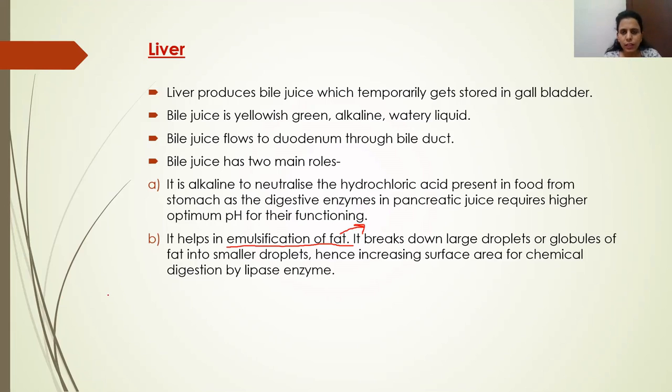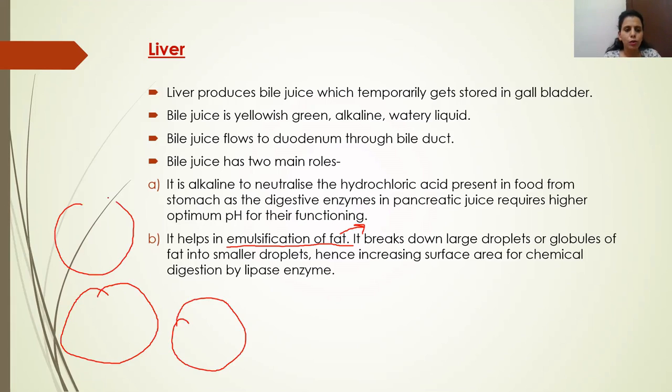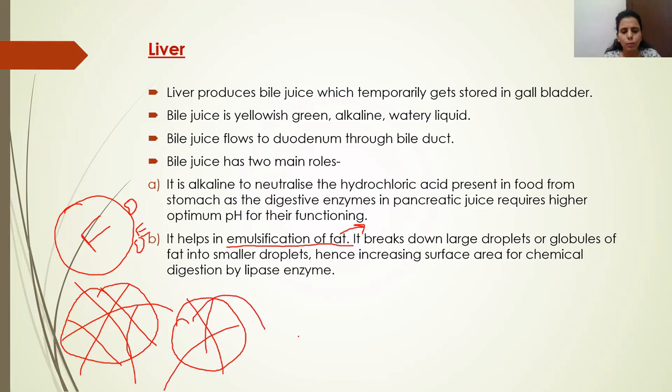Now, the fat which we consume in food is actually present in very large droplet size, large globules. Such large globules cannot be digested by such small enzymes. These are the small enzymes which I'm drawing now, and this is the large droplet or large globule of fat. So what does bile juice do? Bile juice breaks down these large globules of fat into smaller globules.